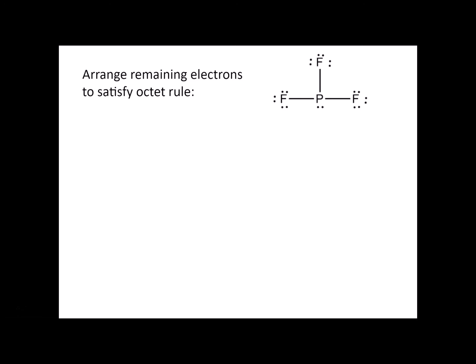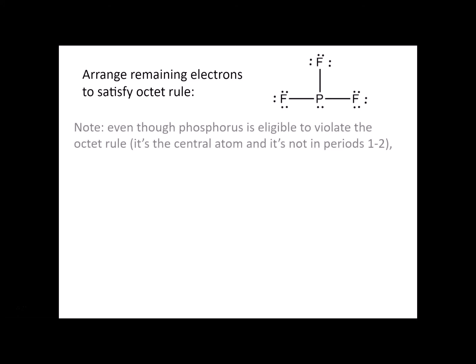Now, you might say to yourself, gee whiz, I remember that sometimes it's possible to violate the octet rule. And you're absolutely right that in this compound, phosphorus would be eligible to violate the octet rule. It is the central atom, and it's not in the first 2 periods on the periodic table. But as a general rule of thumb, and I guess I would say as a general rule in life, don't break rules unless you need to. Sometimes you've got to break rules, and when you do, okay, go for it. But when you don't need to break rules, don't do it if you don't have to.